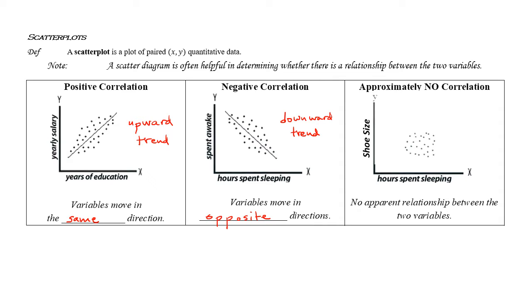And when we have no correlation, we don't notice any meaningful relationship that we can visually see. For instance, here it looks like in this case, the variables hours spent sleeping and shoe size don't appear to have any correlation at all, because there's no upward or downward trend. It's just sort of a scatter plot with no particular shape. So we don't really appear to have any relationship between these two variables. So we'd say there's approximately no correlation.